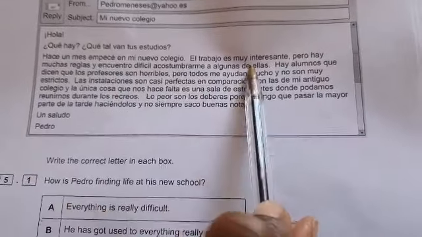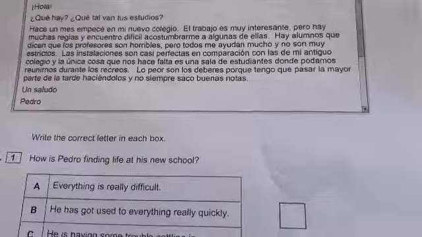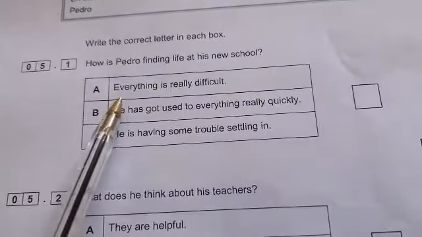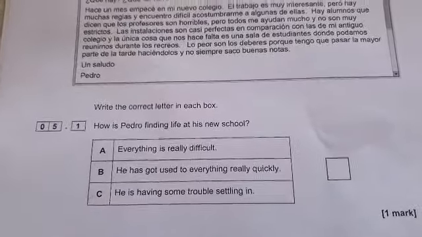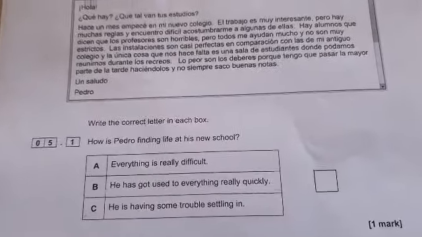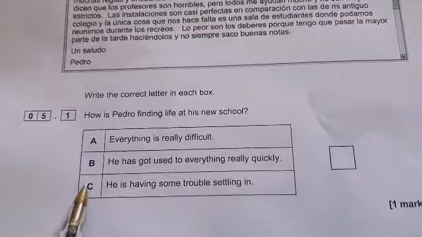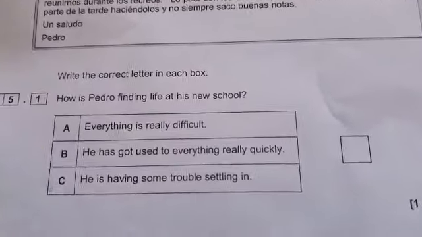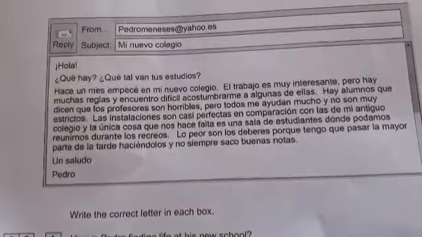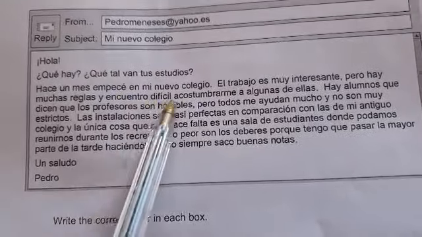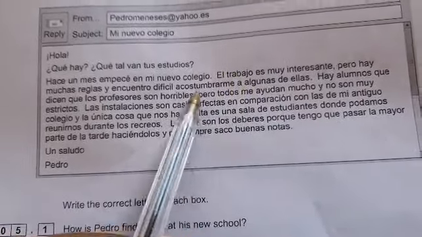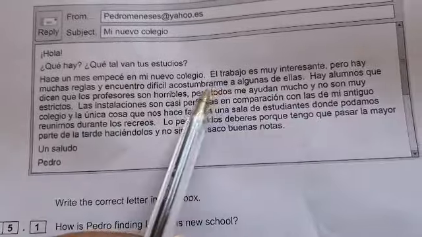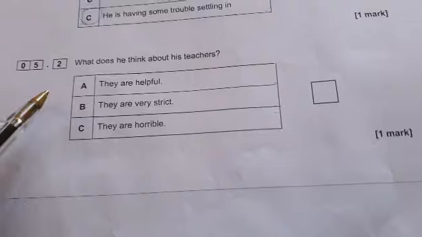Okay? So what he's saying here is that he doesn't say anything about it being that difficult. Just saying, because he does say that he finds it interesting. But he says he's having some trouble settling in. He says here, encuentro difícil acostumbrarme a algunas de ellas. So he's finding it very difficult to adapt to some of the rules. Okay? So down below it says, what does he think of his teachers?